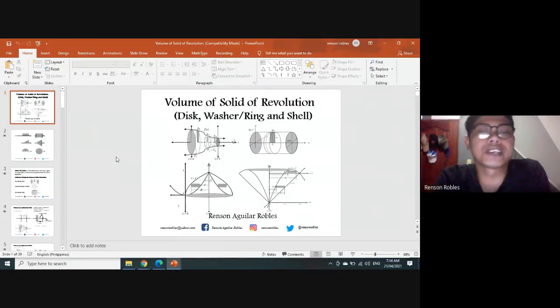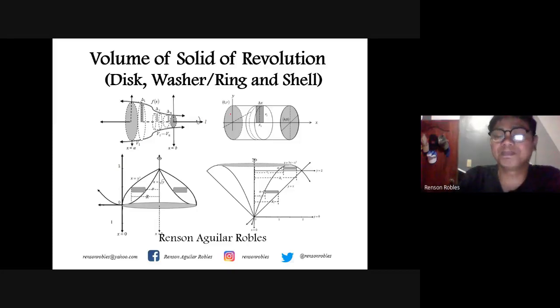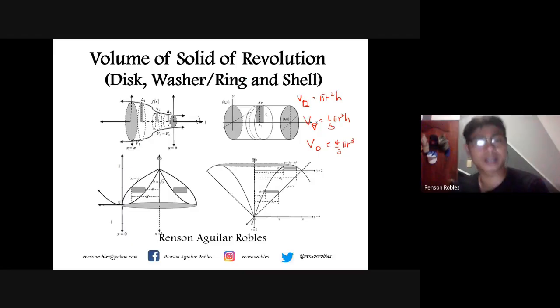So this is another application of definite integral, and this time we'll be talking about volume of solids of revolution. You know that the volume of a cylinder is equal to pi times the area of the base, which is pi r squared, times the height. The volume of a cone is equal to 1/3 of the area of the base times the height, and the volume of a sphere is equal to 4/3 pi r cubed. For today, we'll be talking about some concepts of solids of revolution and how to find their volume.